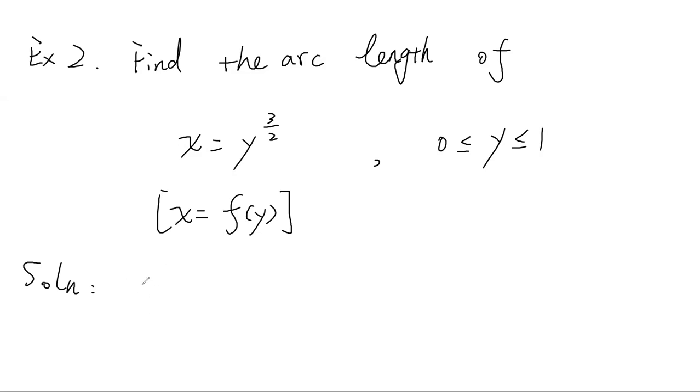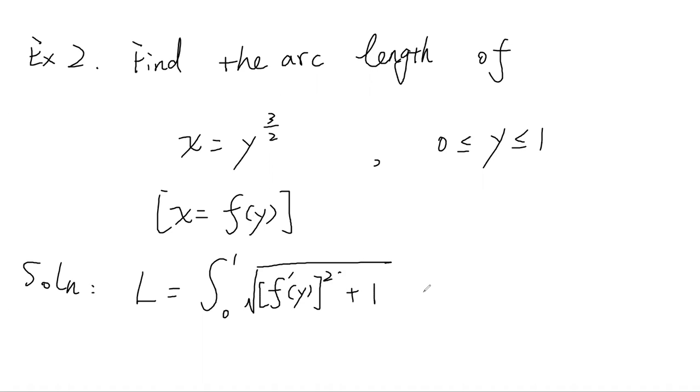And so now L is given by the integral. The bounds for y are given. It's from 0 to 1. So you don't need to determine it by solving some equation like what we did yesterday. And the integrand is the square root of 1 plus dx/dy squared. So it's the square root of f prime of y squared plus 1, then dy here.